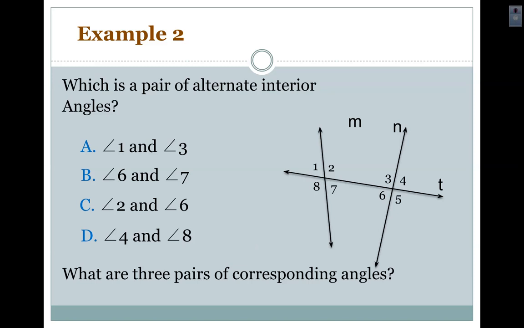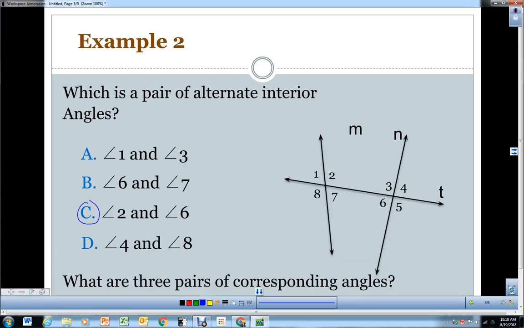All right, let's look at example 2. Which is a pair of alternate interior angles? Is it 1 and 3, 6 and 7, 2 and 6, or 4 and 8? If you marked 2 and 6, then you got it right. 2 and 6 was the correct answer. These are alternate interior angles, and that's kind of what we'll use to abbreviate.